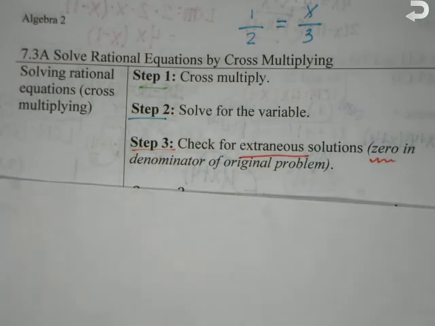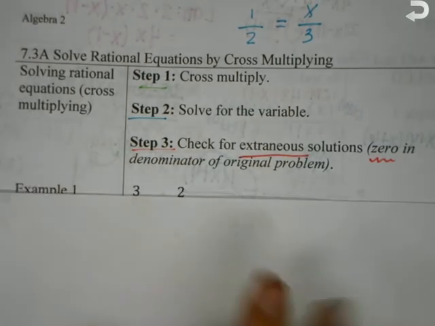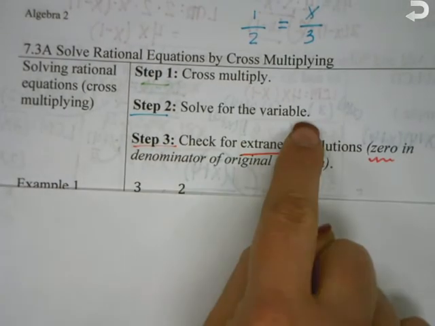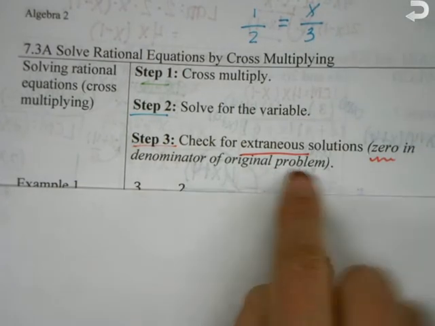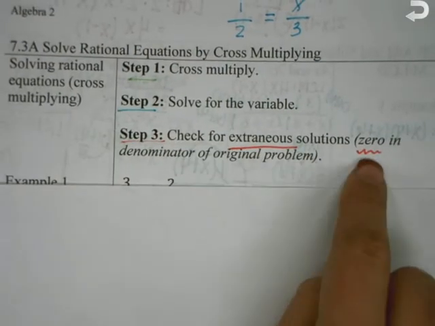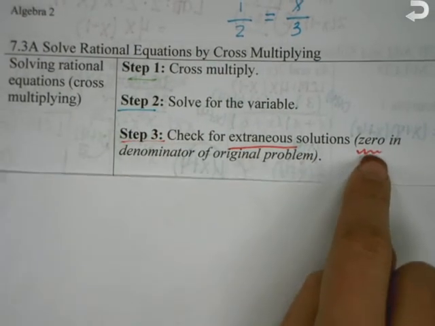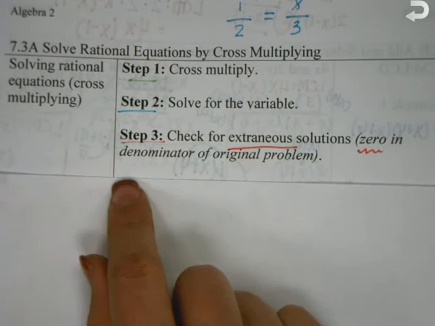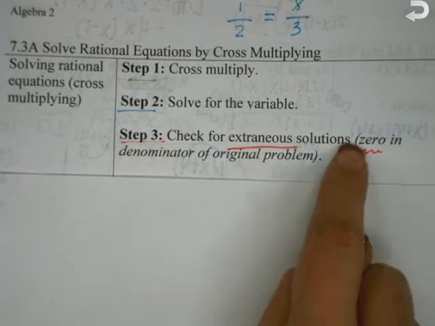Okay. So step 1, cross multiply. Step 2, solve for the variable. Step 3, check for extraneous solutions. And that means we're looking for where the denominator equals 0 and making sure that the answer that we get is not one of those solutions.